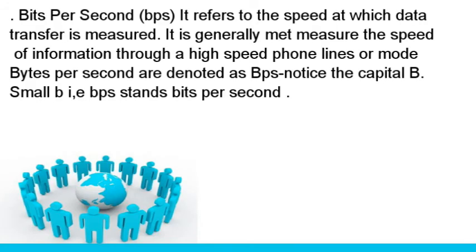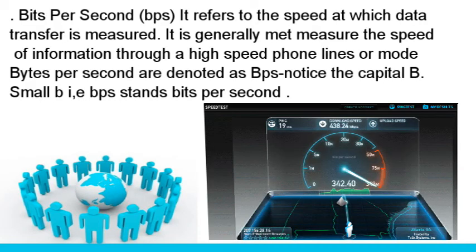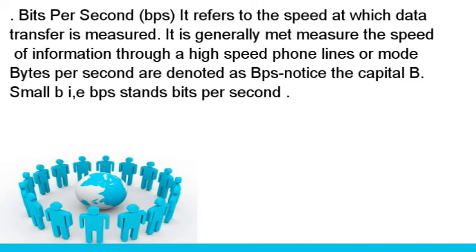Third, we have bits per second. So what does bits per second mean? Like we have the downloading speed. It shows up as kbps, Mbps, or at the top of your screen it sometimes shows that this much speed is going on the downloading and this is the uploading. So whatever speed you see on your phone screen, network or anywhere, that is always recorded in bps. It refers to the speed at which data is transferred. It is generally used to measure the speed of information through a high speed phone line or modem. So bps stands for bits per second.